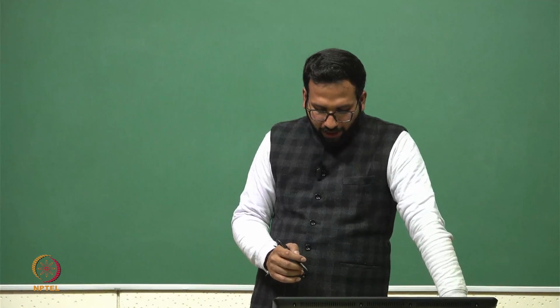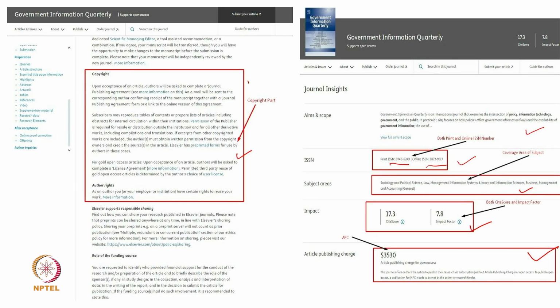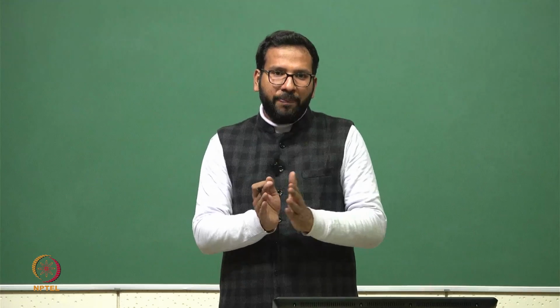Then here it is mentioned: article publishing charges. If you read this whole paragraph, this particular journal is asking for article processing charges. The journal is asking article publishing charges of $3,530 for publishing as open access. So you have to be very clear about this APC.